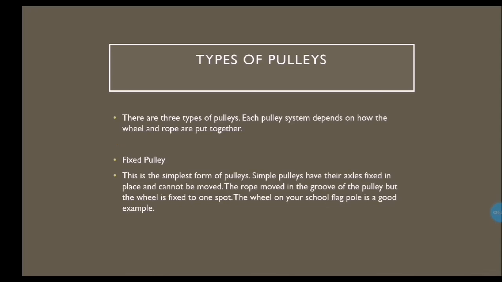Now, types of pulleys. There are 3 types of pulleys. Each pulley system depends on how the wheel and rope are put together. I have the fixed pulley. This is the simplest form of pulleys. Simple pulleys have their axle fixed in place and cannot be moved. The rope moves in the groove of the pulley, but the wheel is fixed to one spot. So the wheel on your school flagpole is a good example.